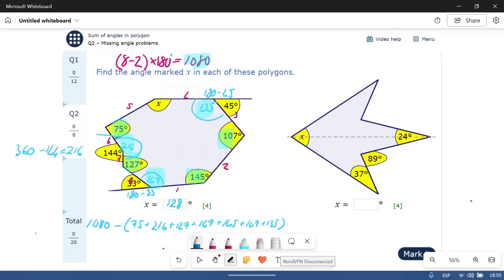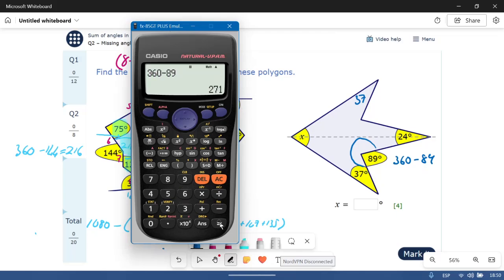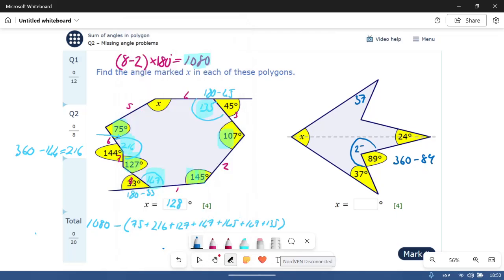Moving on to the second question. This shape is symmetrical, so this angle here would be 37. And of course we need to find this angle here, which will be 360 minus 89, which is 271. And this angle here, of course, will also be 271.